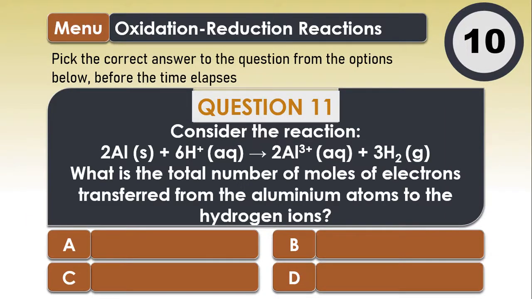Question 11. Consider the reaction showing on the screen. What is the total number of moles of electrons transferred from the aluminium atoms to the hydrogen ions? A. 3, B. 4, C. 5, and D. 6.